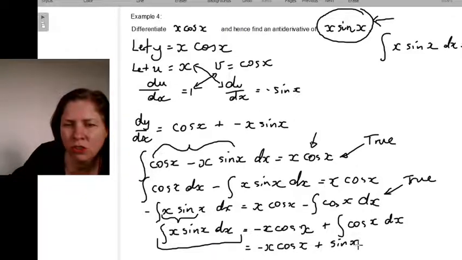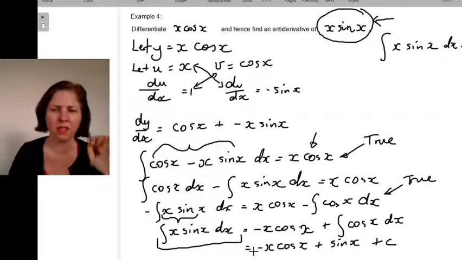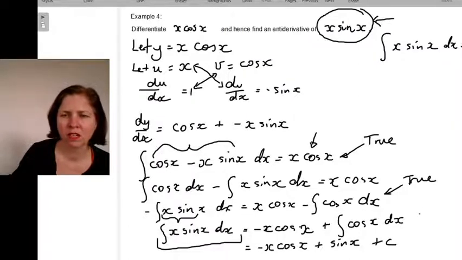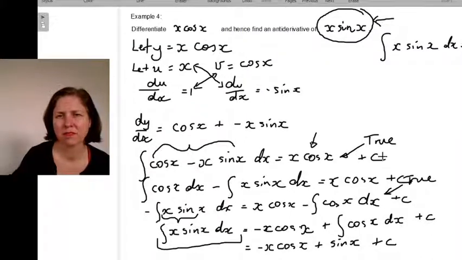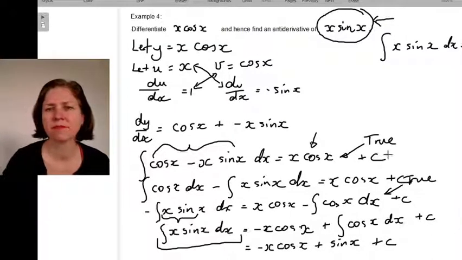So this is still true because these two parts are equal. The antiderivative of cos x dx equals sine x. Okay, don't forget your plus c's. All right, I've been forgetting them all the way along. I'm just going to throw it in there at the end. Well, let's put one on this line too. Plus c. And we're done.